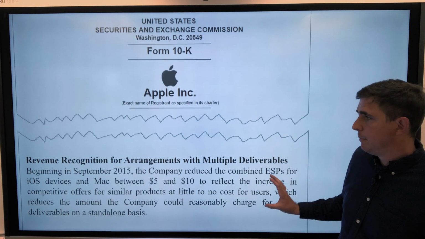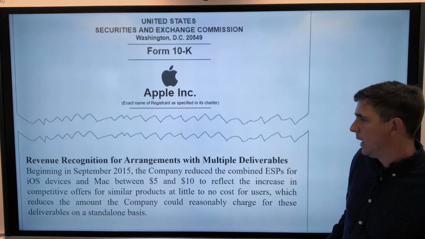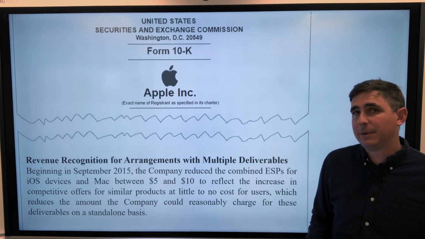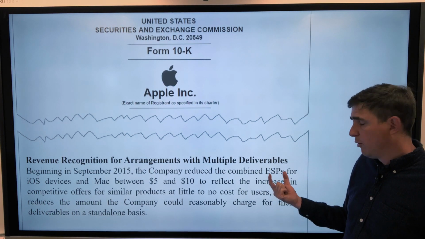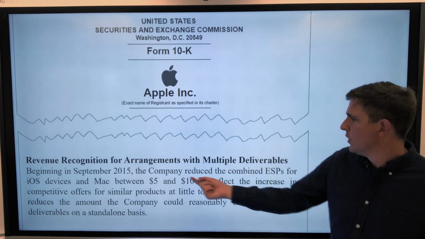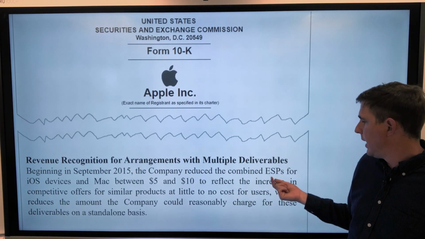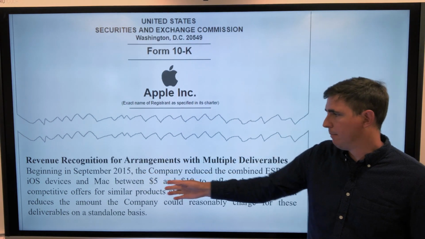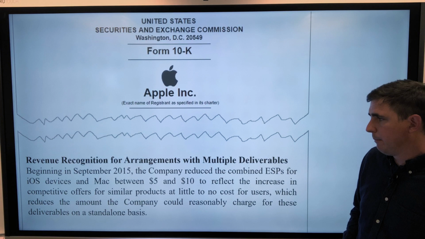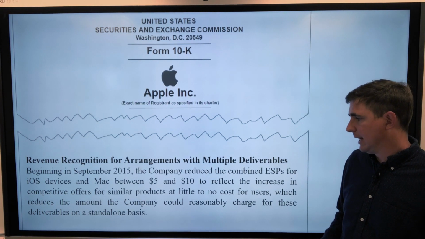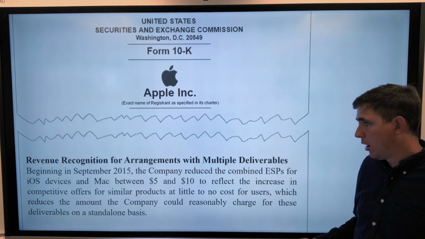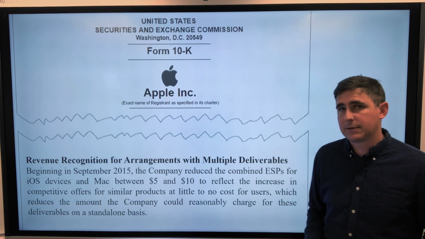Here's what Apple says. Beginning in September 2015, the company reduced the combined ESPs. Now, ESP stands for Estimated Selling Price. Remember, they estimate what is the selling price of the updates and support. So the company reduced the combined ESPs for iOS devices and Mac between $5 and $10 to reflect the increase in competitive offers for similar products at little or no cost for users, which reduces the amount the company could reasonably charge for the deliverables on a standalone basis.